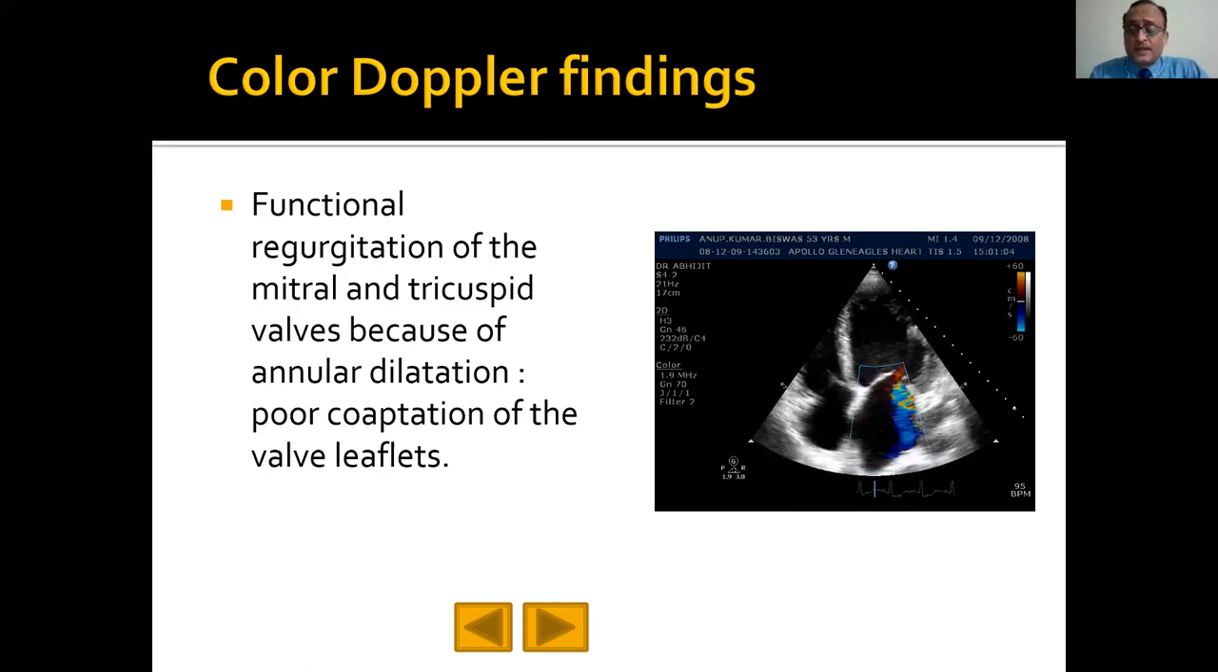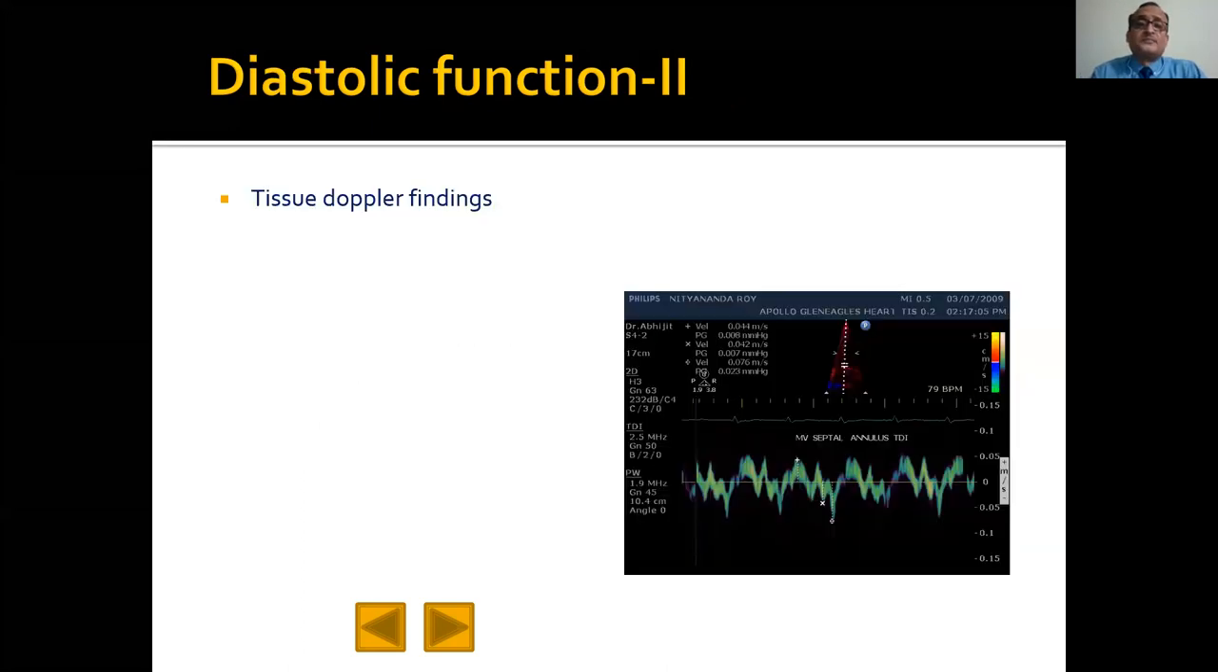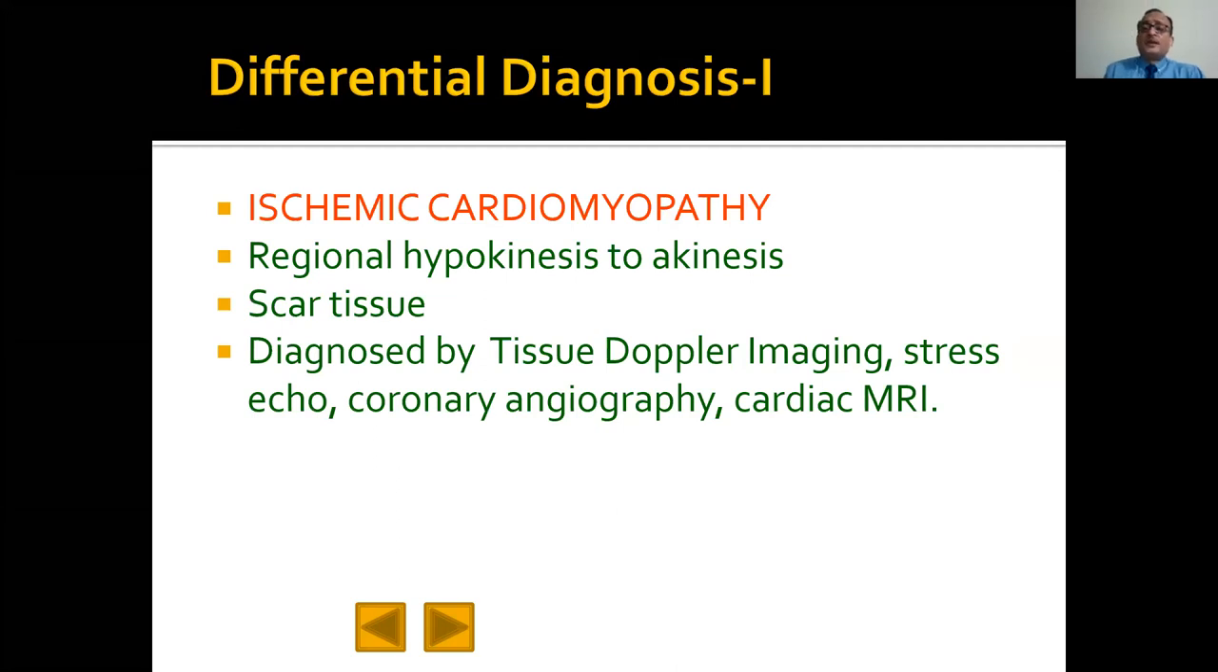This is severe mitral regurgitation. Diastolic dysfunction progresses from grade 1 to 4 as the disease progresses. Tissue Doppler findings show diminished amplitude of all the three waves. The million-dollar question is whether this is idiopathic dilated cardiomyopathy or ischemic dilated cardiomyopathy.